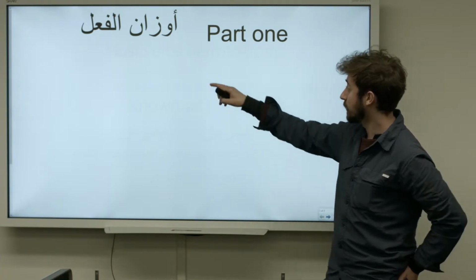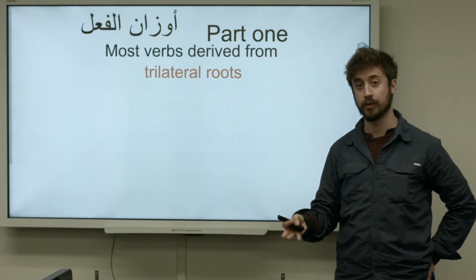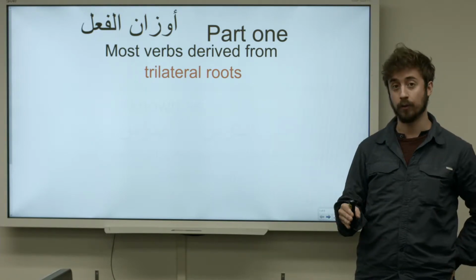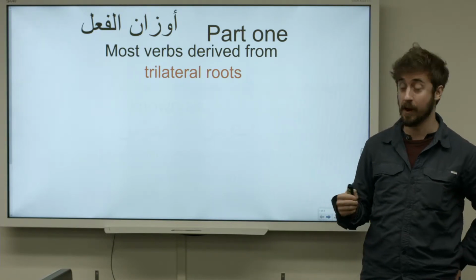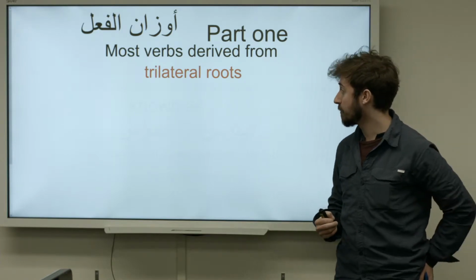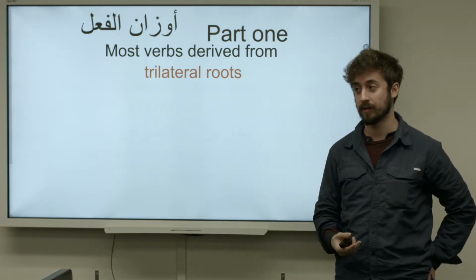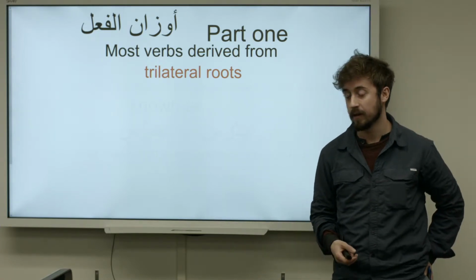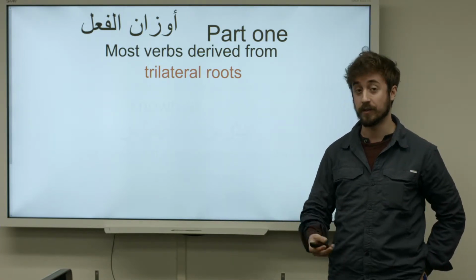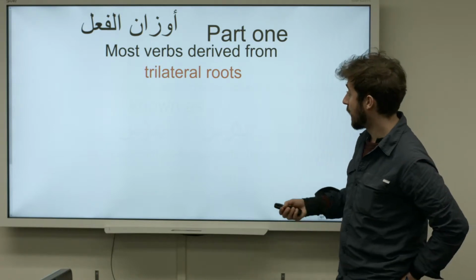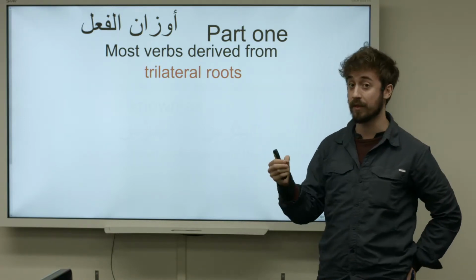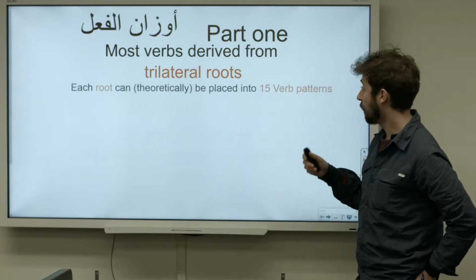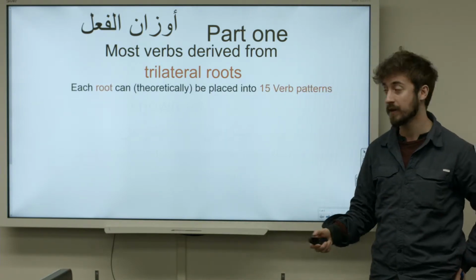Well, basically in Arabic, the vast majority of words are derived from trilateral roots. It has a root system, right? Maybe you figured this out intuitively from all the vocab words that you know. But we're going to start putting all this knowledge into a system. And each of these roots can hypothetically, that's key to remember, hypothetically, be placed into 15 verb patterns.